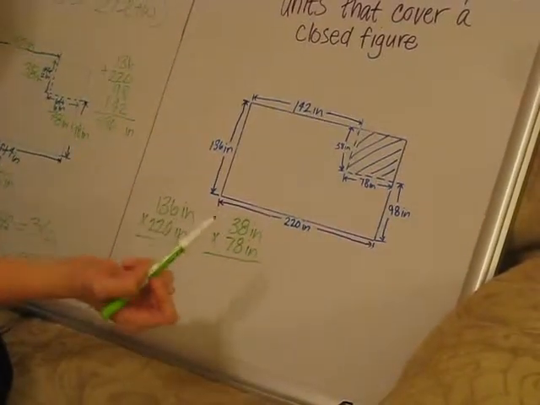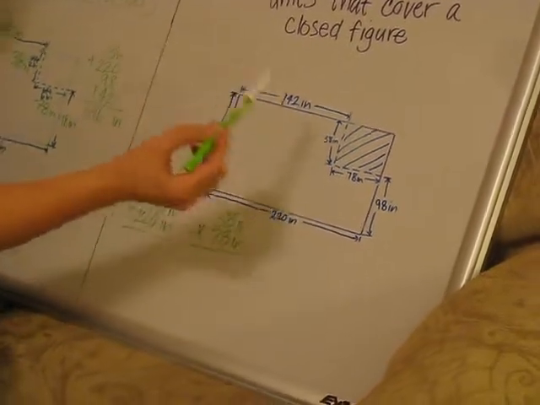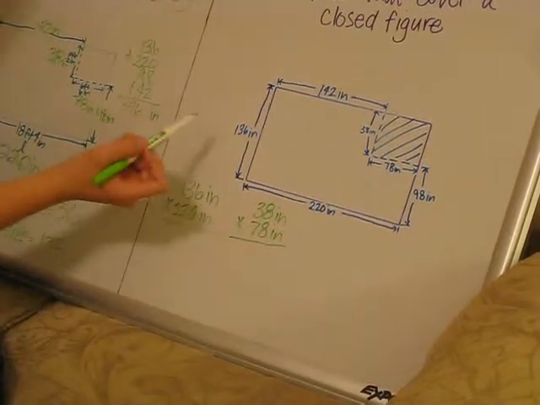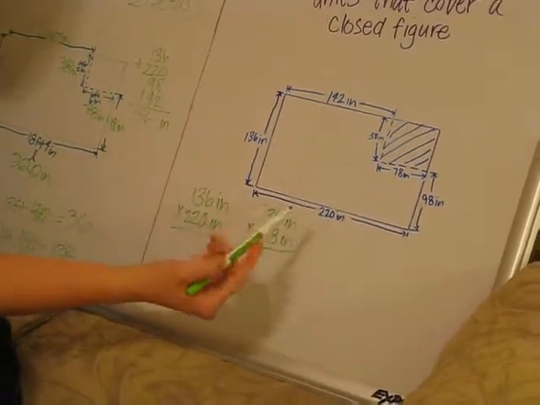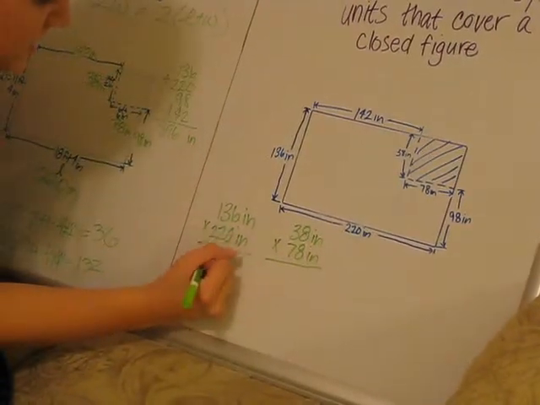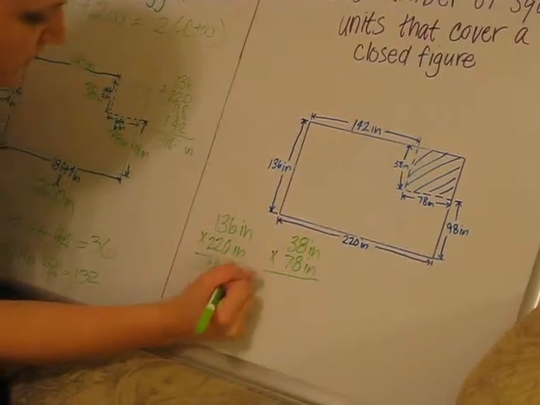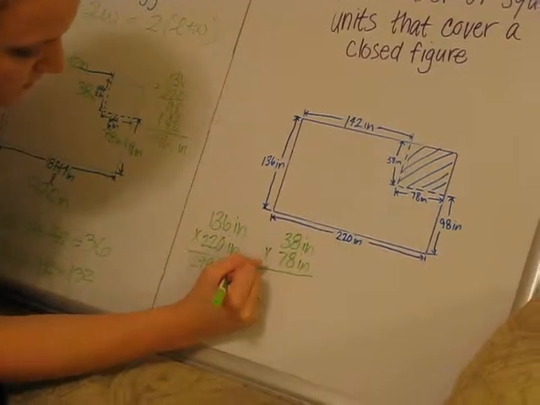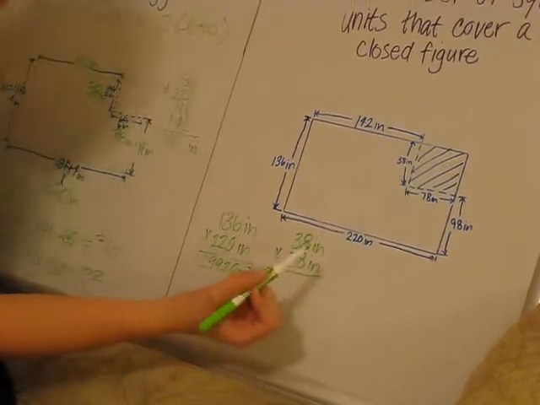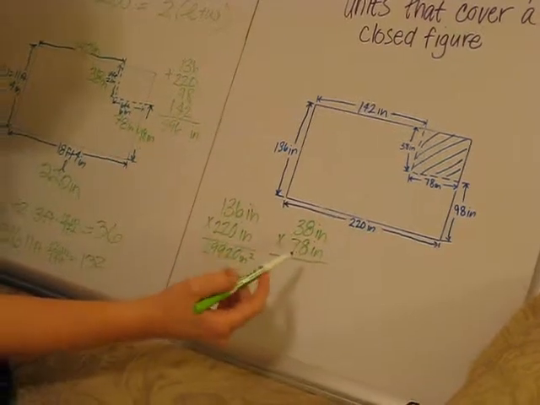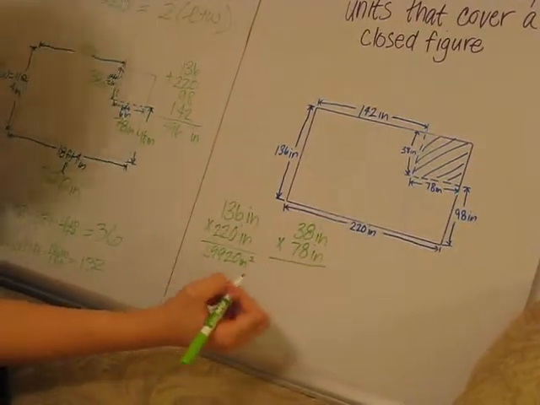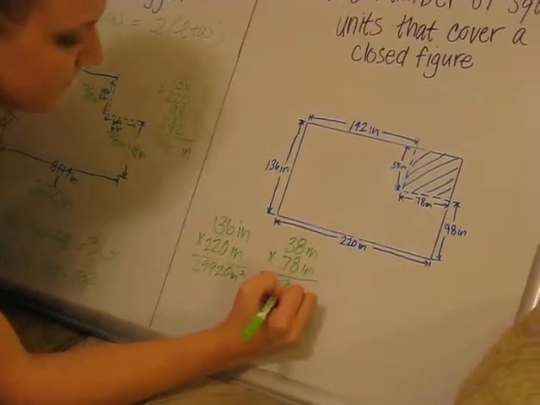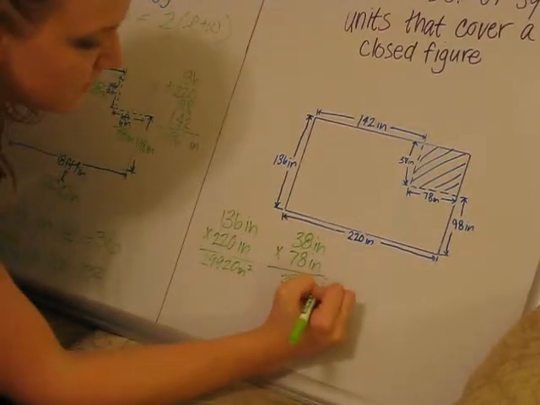So we're going to take the area of the big rectangle and subtract the area of the little rectangle since this isn't part of our room. So 136 inches times 220 inches is 29,920 inches squared because we're working in square units. And then 38 inches times 78 inches is 2,964 inches squared.